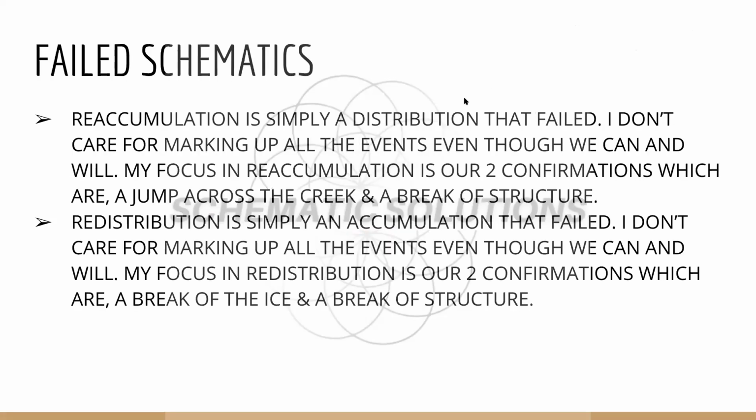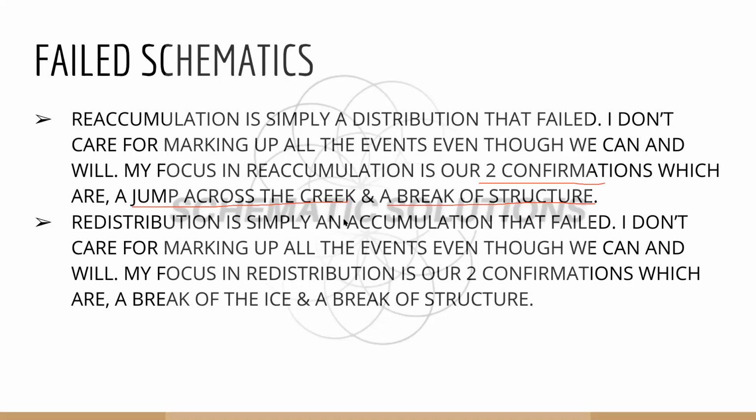Now, failed schematics. So reaccumulation is ultimately just a distribution that failed. I really don't mark up the events, even though sometimes we will actually go through and mark up all the events, all the phases and stuff like that. But really, we're just going to focus on 2 confirmations. And those confirmations in a reaccumulation are the jump across the creek and our breakup structure. If you can identify those 2 things, you can identify any reaccumulation, no matter if it's type 1 or type 4.